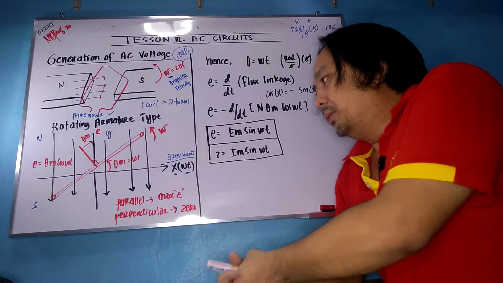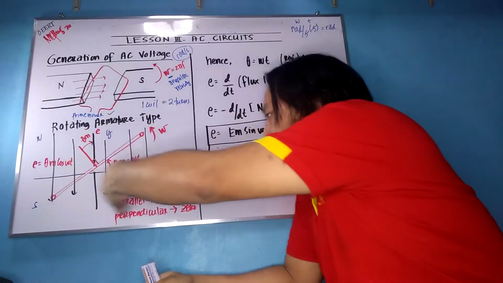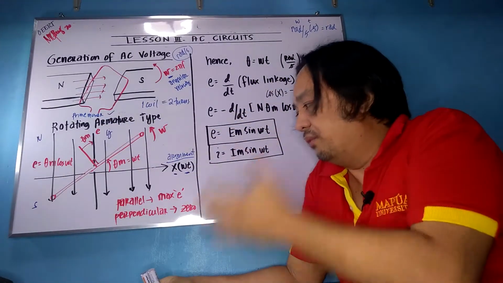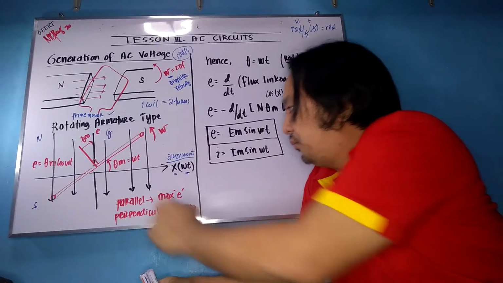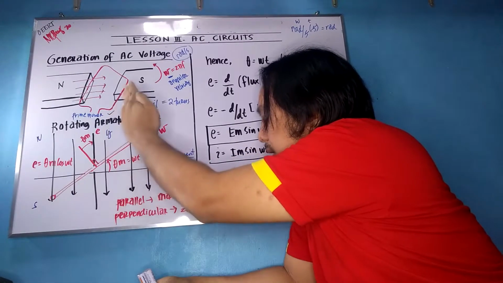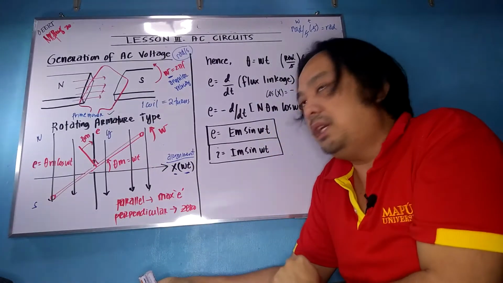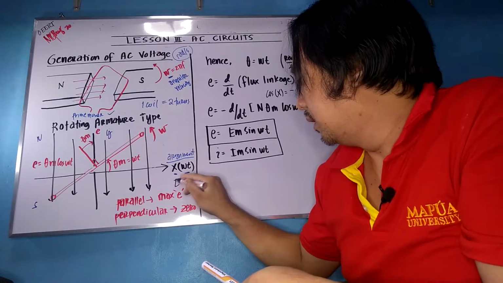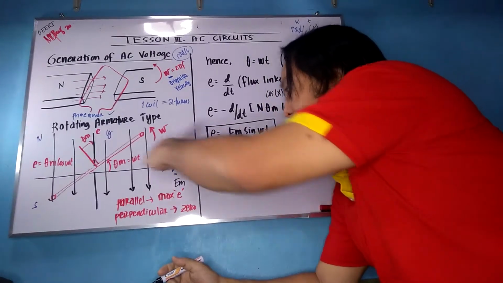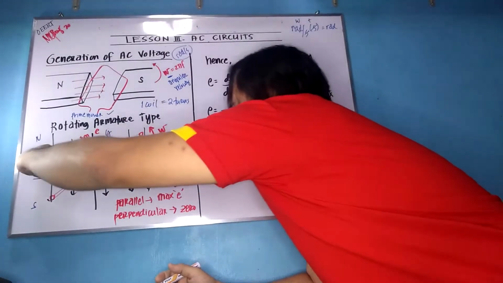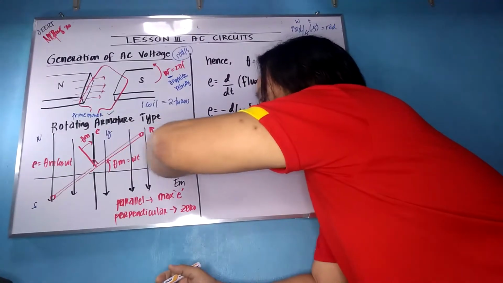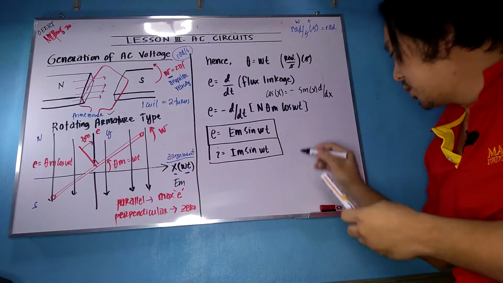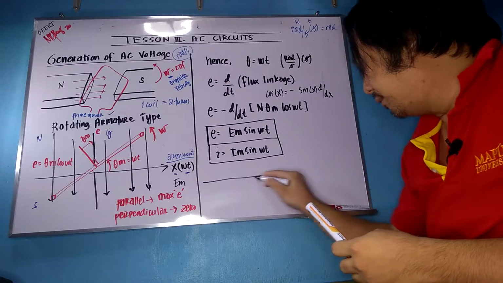Without further ado, your coil will turn in a counterclockwise direction and it will produce a sinusoidal waveform. Please take note, if the coil is in parallel with the magnetic field, you will have a maximum e, or a peak value maximum e, or Em in other words. While if your coil is perpendicular to the magnetic field, it will produce 0 voltage.